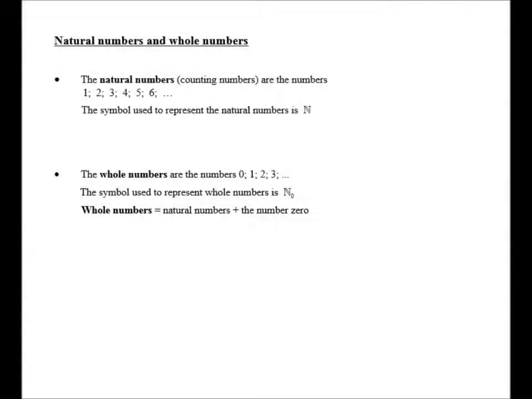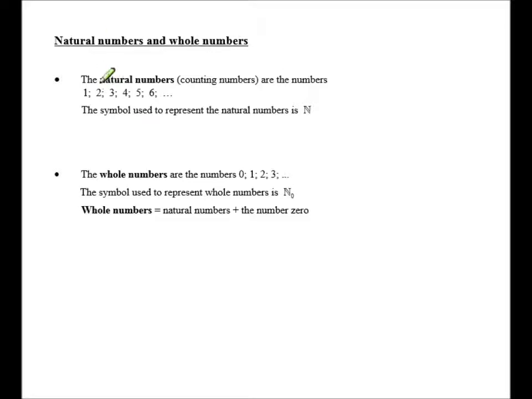Welcome back, mathematicians. Today's topic is on natural and whole numbers, properties of 1 and 0, and ordering and comparing numbers. This will be found on page 5 and 6 of your textbook.